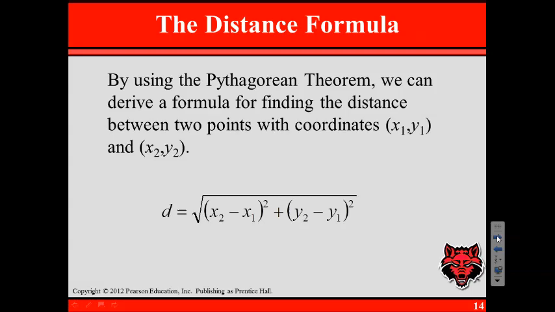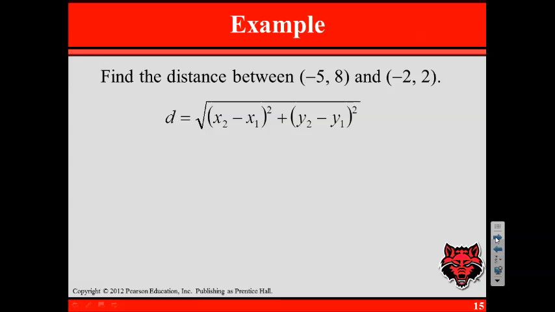In this section, we are also going to look at the distance and midpoint formulas. By using the Pythagorean theorem, we can derive a formula for finding the distance between two coordinates, x1, y1, and x2, y2. And you see the equation listed below. So let's try to find the distance between 2 points, -5, 8, and -2, 2. First, let's label our points, x1, y1, x2, y2.